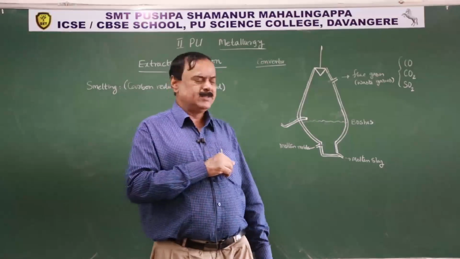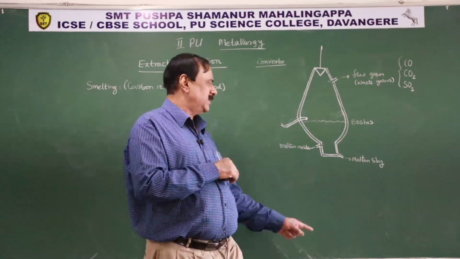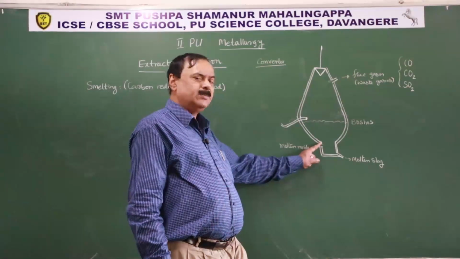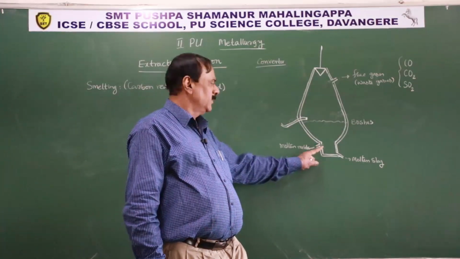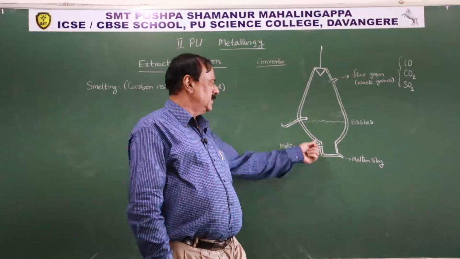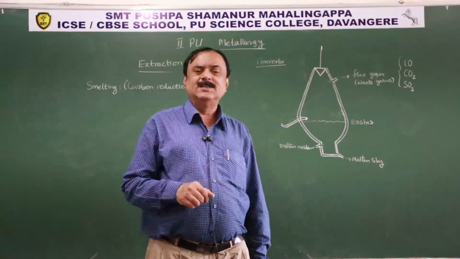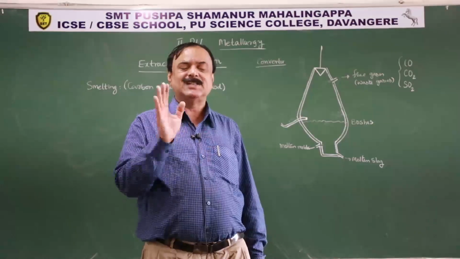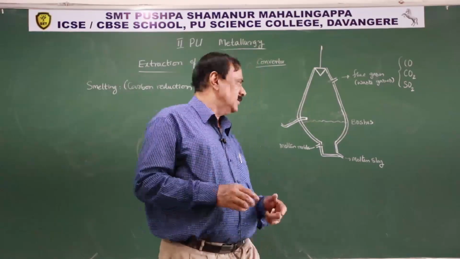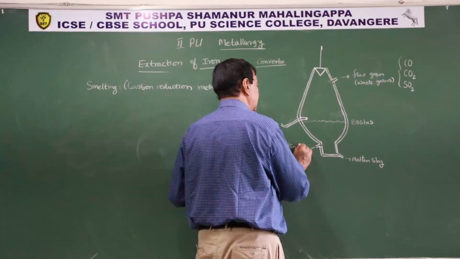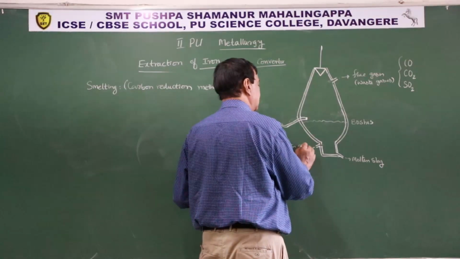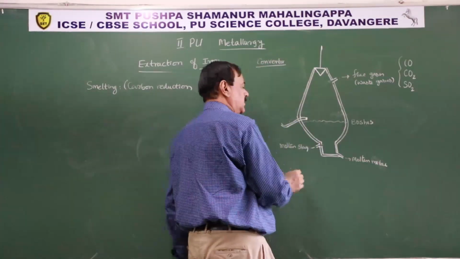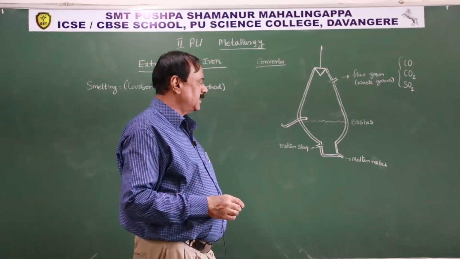Make sure that the molten metal is at the bottom and the molten slag is just above the molten metal. Sorry, this is for the removal of the molten slag, and this is for the removal of the molten metal, because the slag is lighter compared to the molten metal.